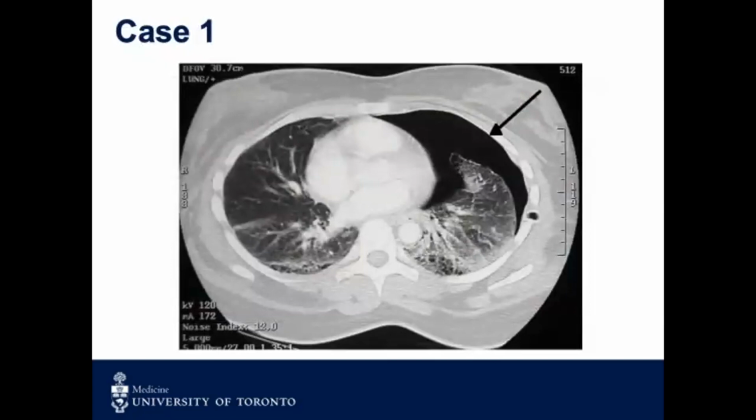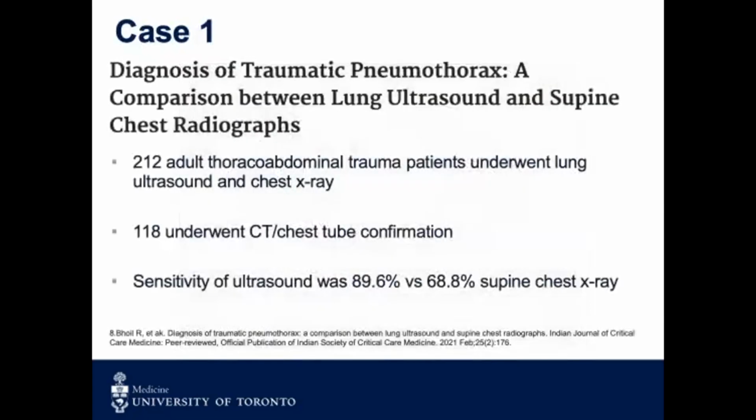And that's an important consideration in this population because oftentimes you can't sit these patients up. So this was a study that I wanted to include, a prospective, single-blinded study carried out on 212 adult patients who had thoracoabdominal trauma. They underwent an ultrasound that looked for pneumothorax as well as a supine chest x-ray. Only those patients in whom CT was able to rule out or rule in pneumothorax, or a chest tube by the presence of air coming out, were actually included in the study.